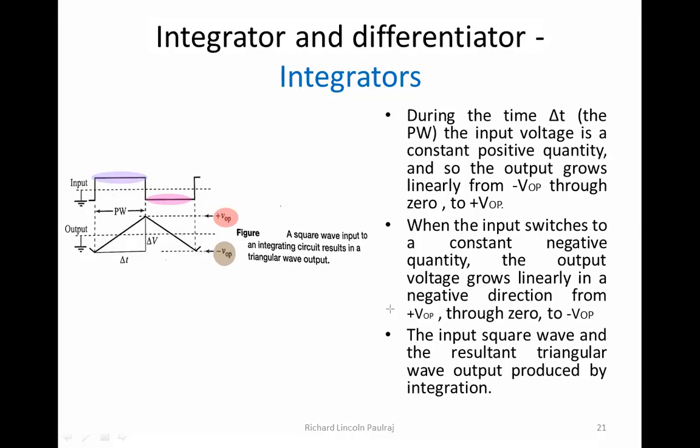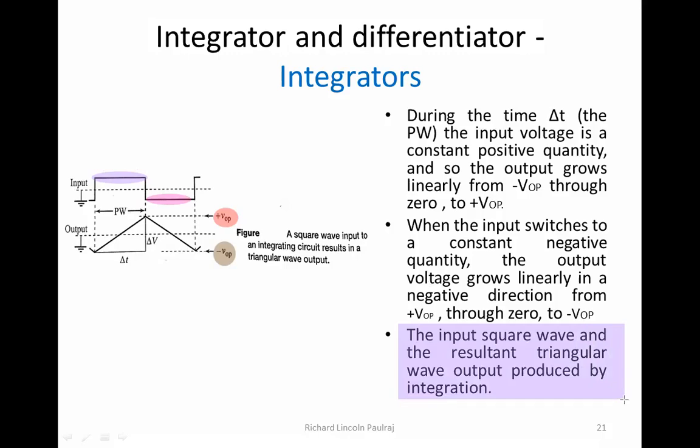When the input switches to a constant negative quantity, the one in pink, the output voltage grows linearly in a negative direction. So it's a slope that grows linearly. How does it go? From plus VOP, it goes to 0 and then minus VOP. So with the input square wave, this is a conversion that is happening, right? We have a square wave given, and in turn, we are going to get a triangular waveform.